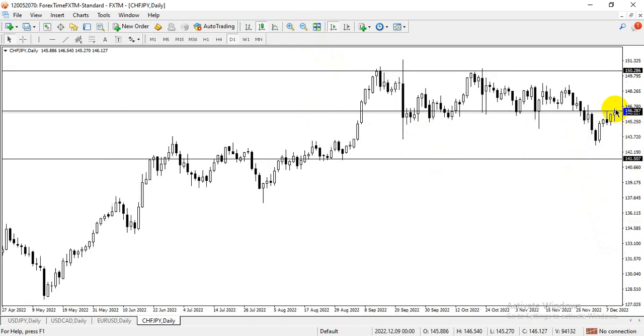So at this level now, if the market can give us a very clear bearish pin bar as a sell signal, a very clear one, then I'm selling to this area. If the market gives me a clear bearish pin bar, I'm selling to this area.